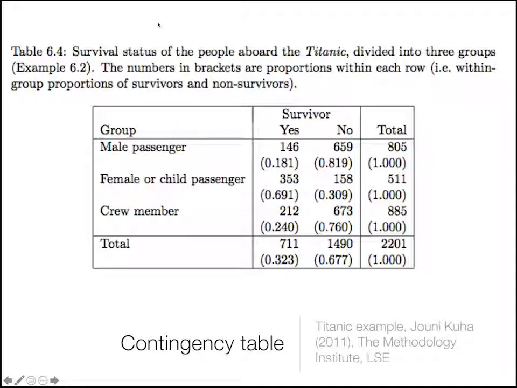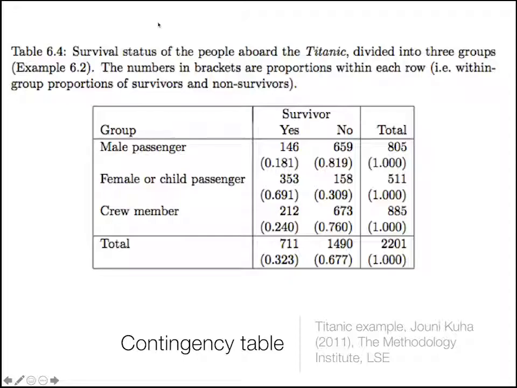So it was obviously a pretty big event and very dramatic, but there's a lot more to the story that the movie does get into, with some very harsh things going on in terms of society at the time. So let's just look at a straightforward bivariate table here. The independent variable is type of passenger: crew member, female or child passenger, and male passenger. And the dependent variable is survival, yes or no.